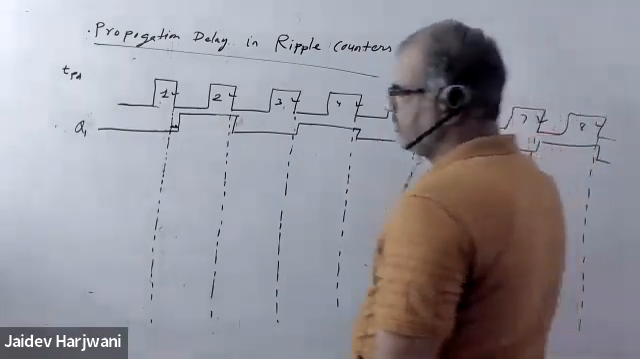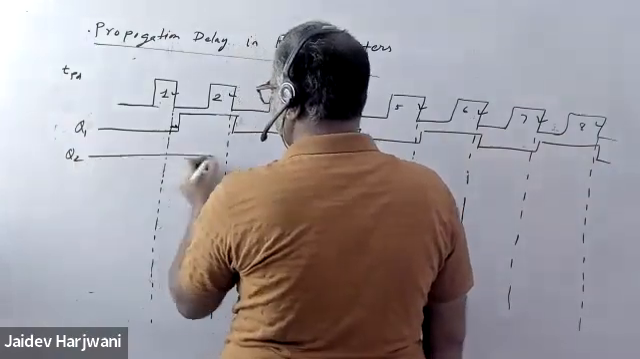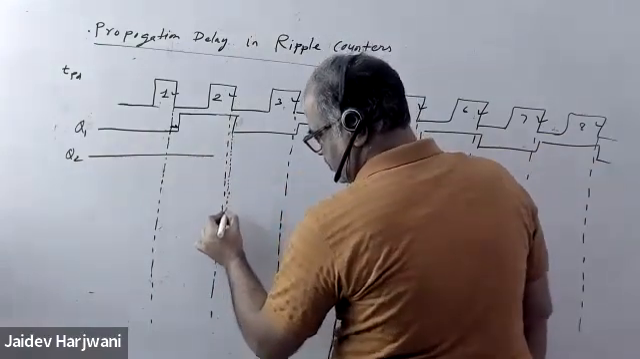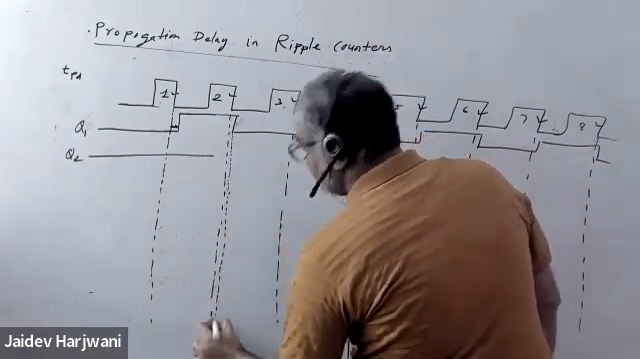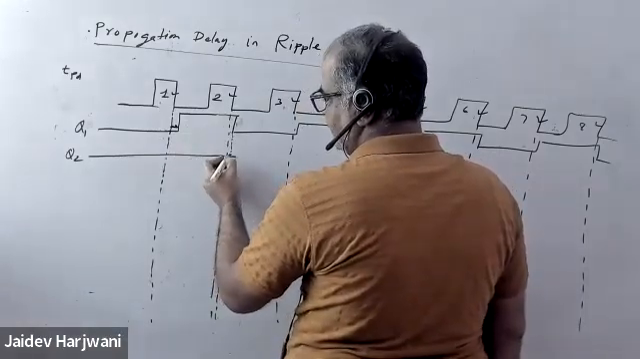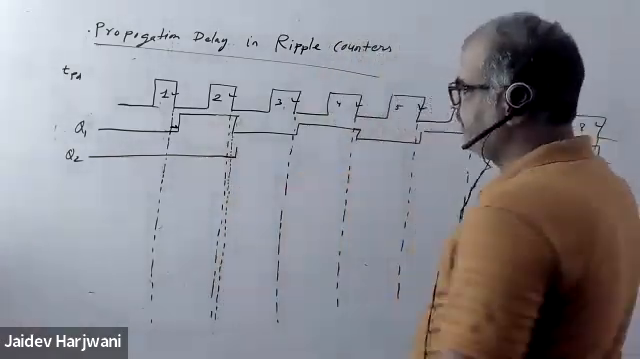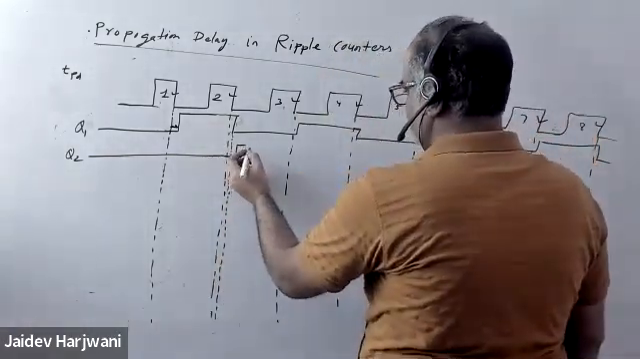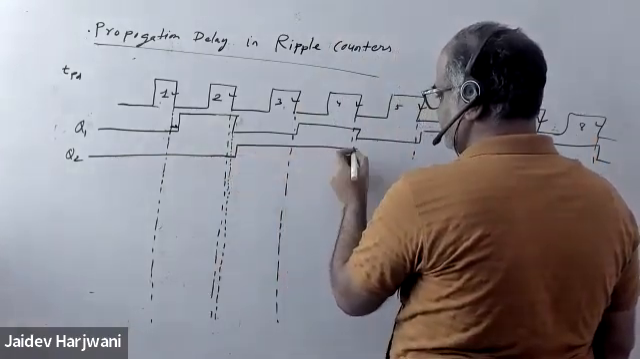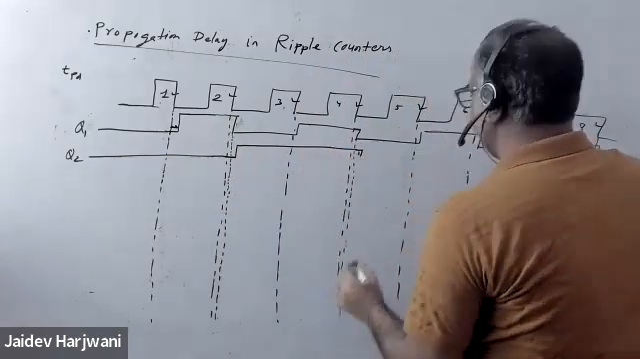Now the second term comes, Q2. It should transit here, but because the second flip flop will also get a delay, instead of happening here, it will happen here. So now there's a delay of 2 flip flops, 2 TPD. So this is the delay of 2 flip flops.